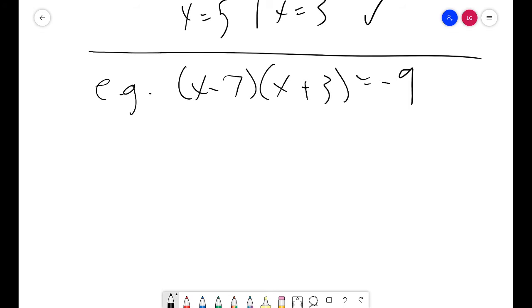We can't just add 9 to both sides. I mean, we absolutely can. There's nothing wrong with it, but it won't help us, right? Because we'll get x minus 7 times x plus 3 plus 9 equal to 0. That's not a multiplication problem. It does not fall under the zero product rule because it's not the multiplication of things set equal to 0. It's actually multiplication and then addition of things set equal to 0. So order of operations being very important here.